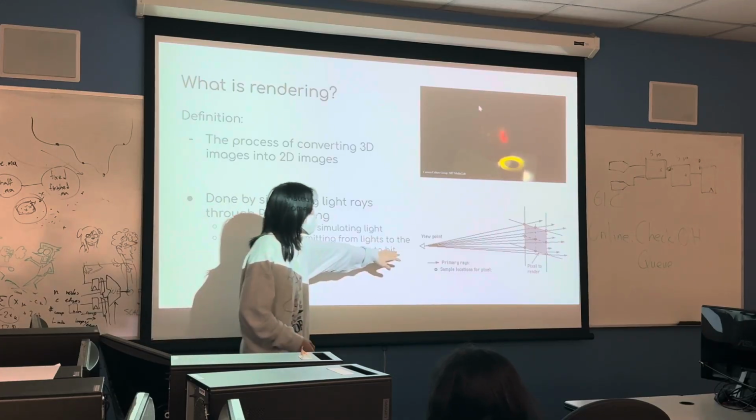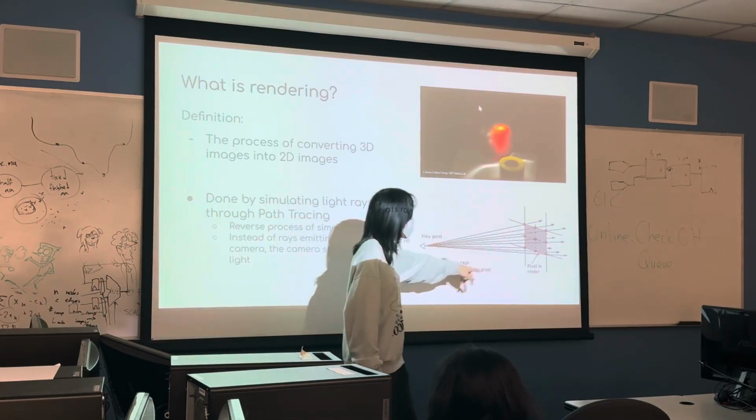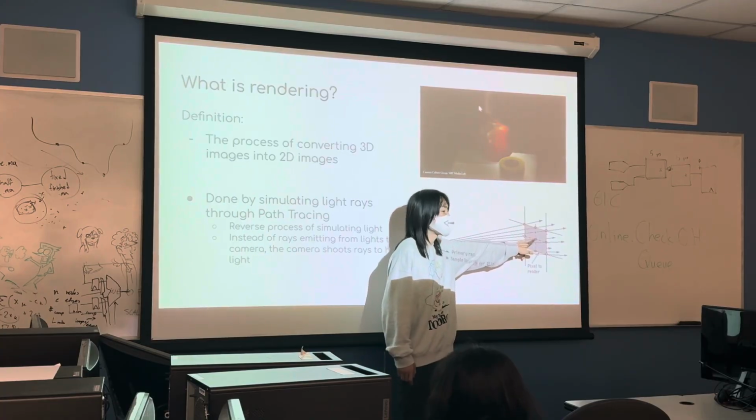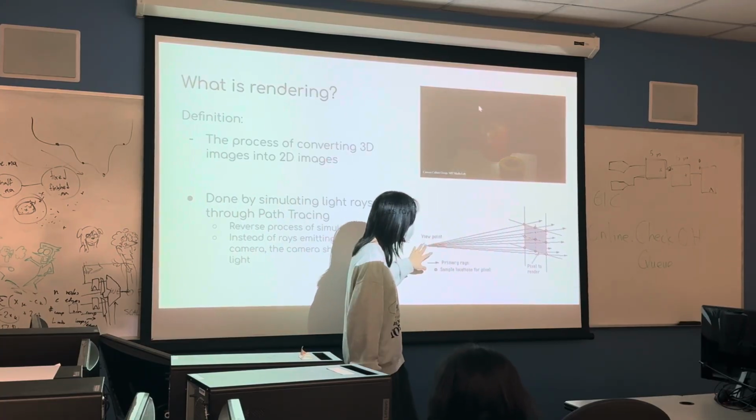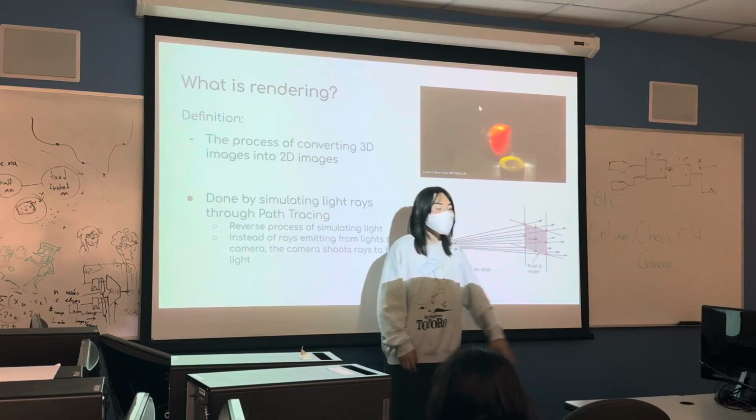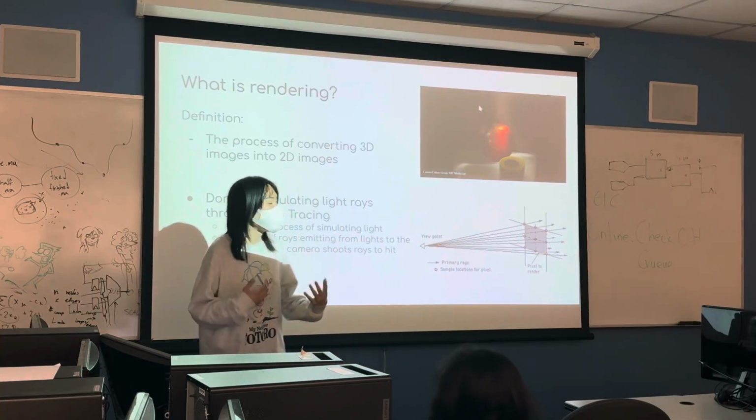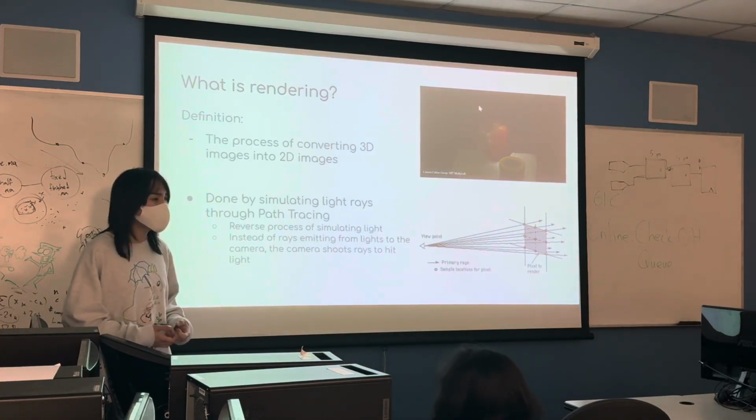Here's a nice graphic where this square right here is a pixel on your screen, and your camera is shooting these rays out into your world to be able to collect information about what it sees. Any questions?